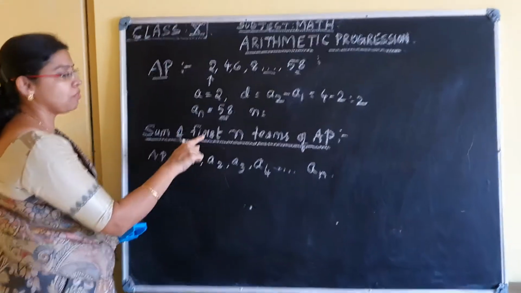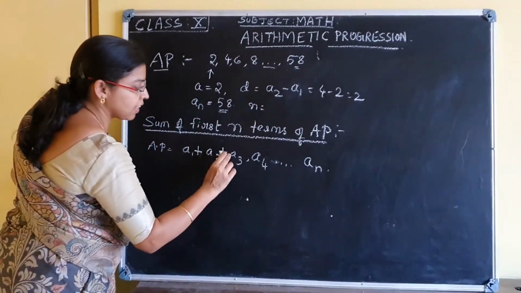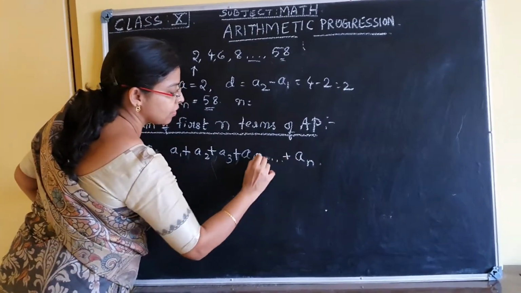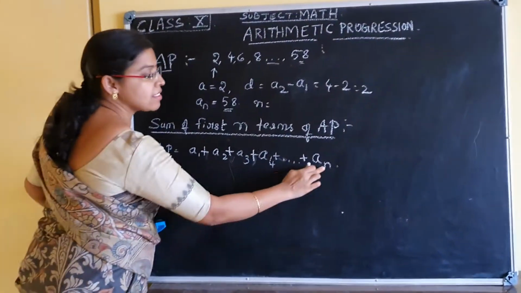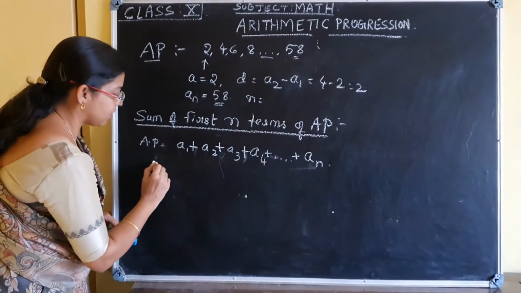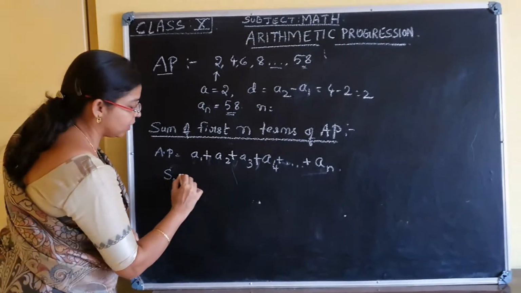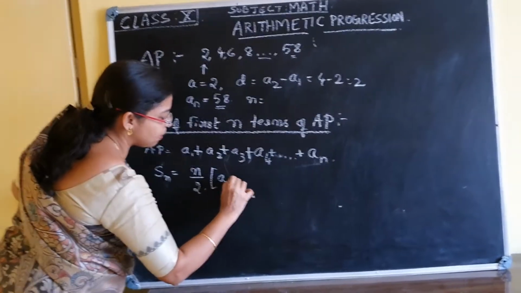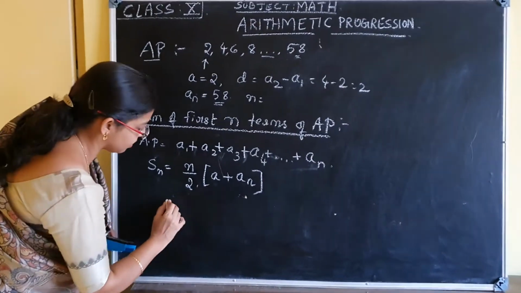When we say sum of the terms, here a1 plus a2 plus a3 plus a4 up to n terms, and even the last term will be added. What will be the sum from the first term to the n terms? That is represented by Sn. Sum of first n terms is given by n by 2 into a plus an, where a is the first term and an is the last term.